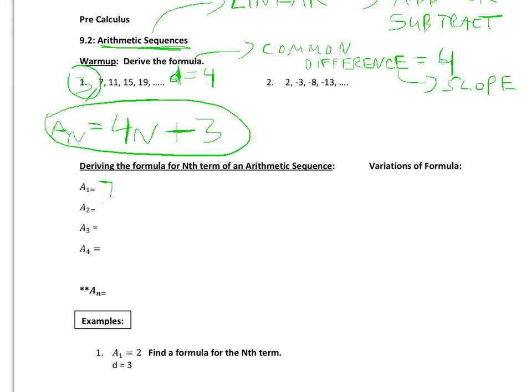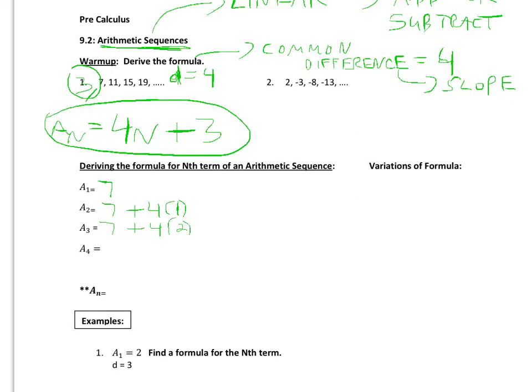So to get the second term, I can start with the 7 and I add 4 to it. Now I'm going to put here 4 times 1. You might say, well, that's kind of stupid. Why are you doing that? That's kind of redundant. Well, I'm using it to come up with the formula. Then for a sub 3, I know if I keep adding 4 to it, I'm still going to start with this 7. And if I add 4 to it, well, it'll be like adding 8 to the 7, or it's like saying 4 times 2.